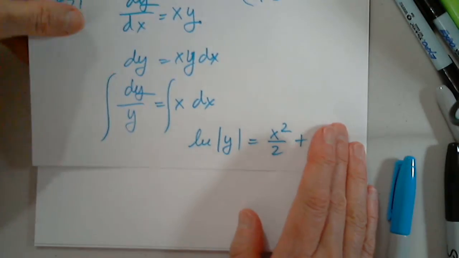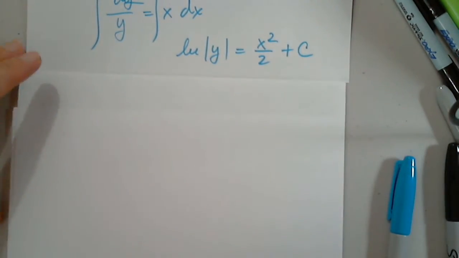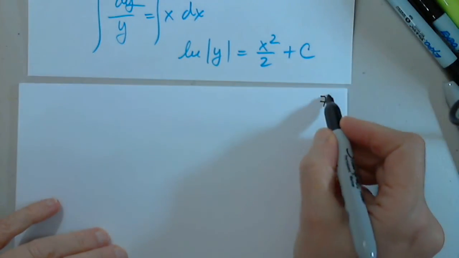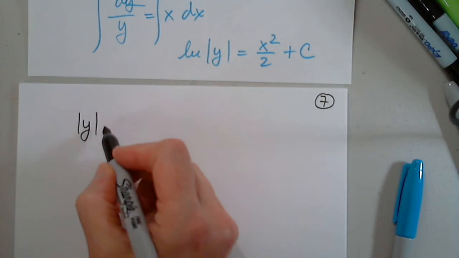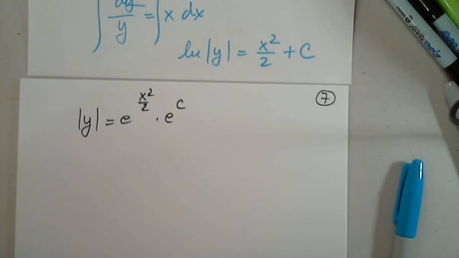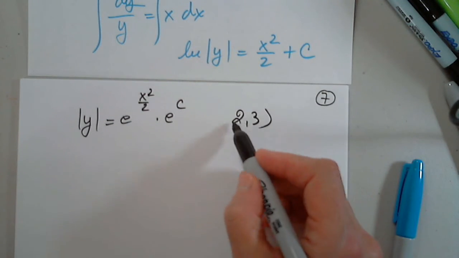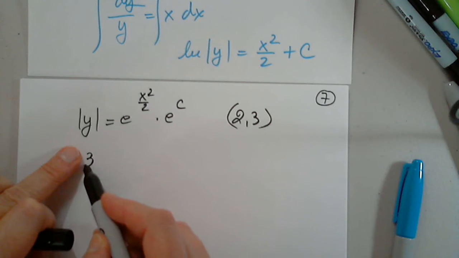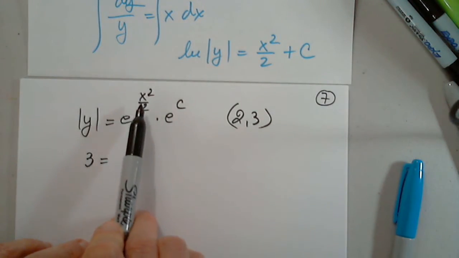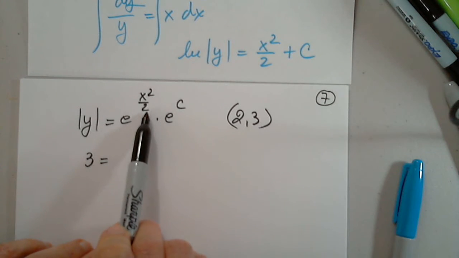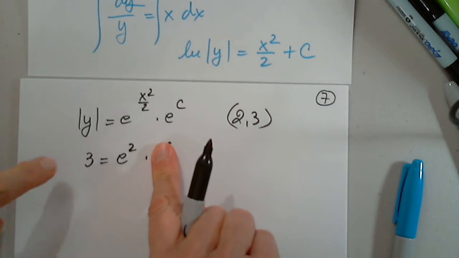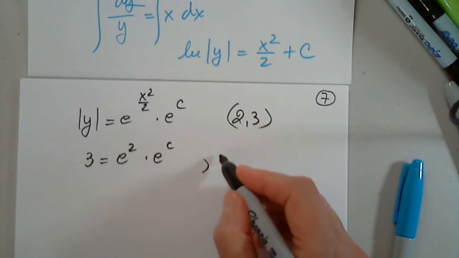We know how to solve this for the absolute value of y first. So the absolute value of y equals e to x squared over 2 times e to c. And we have the point 2, 3. When y is 3, x is 2. What is this? 4 divided by 2 is 2. So this is e squared times e to c. So e to c is 3 over e squared.